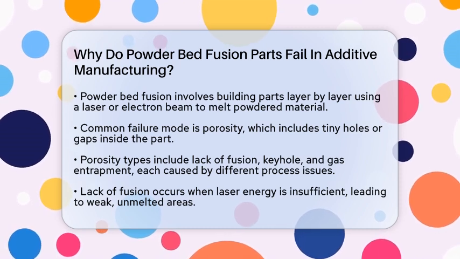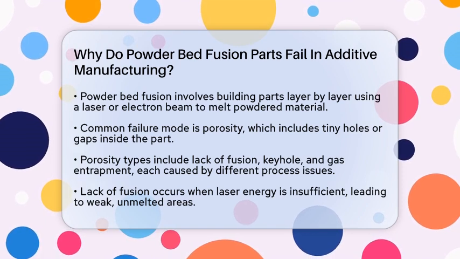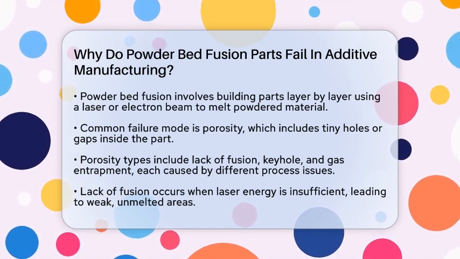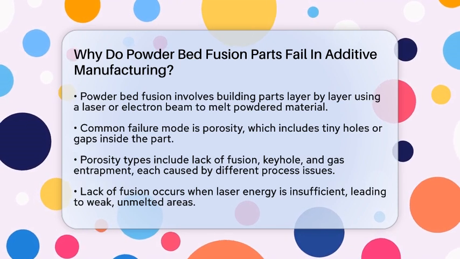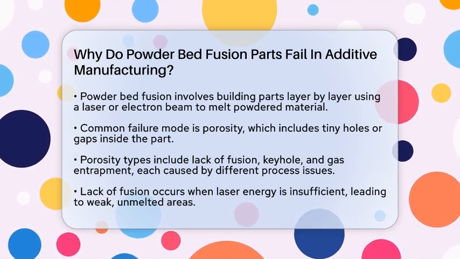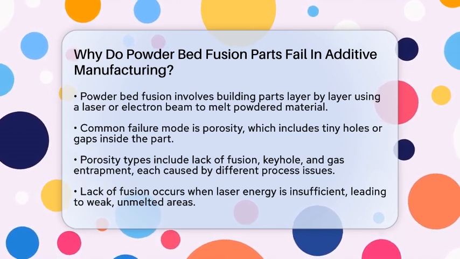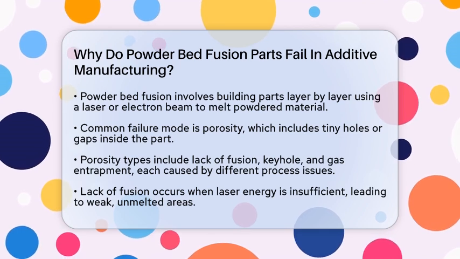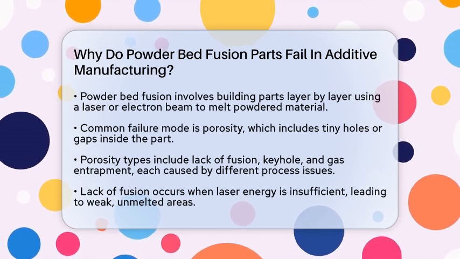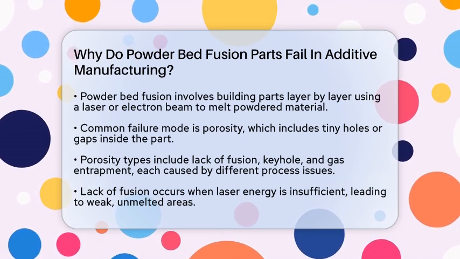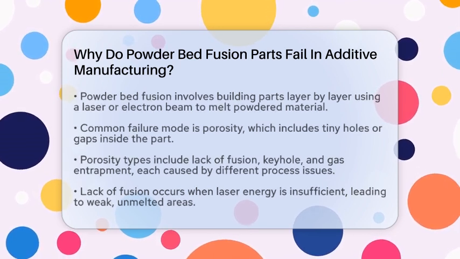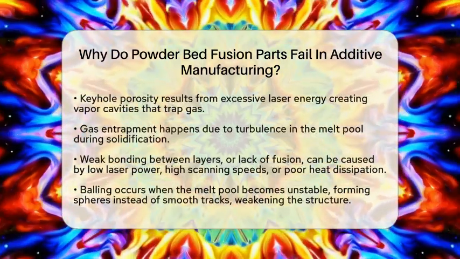The most common issue is porosity, which means tiny holes or gaps inside the part. Porosity happens when gas gets trapped during solidification or when powder particles don't fully melt. There are different types of porosity. Lack of fusion porosity occurs when the laser doesn't deliver enough energy, leaving unmelted powder between layers. This creates weak spots that can crack under stress.